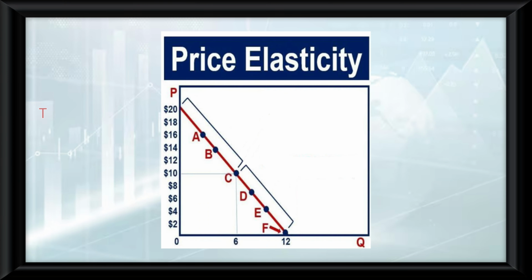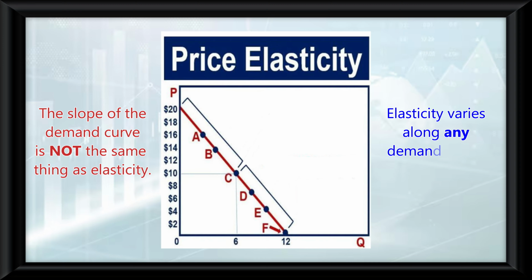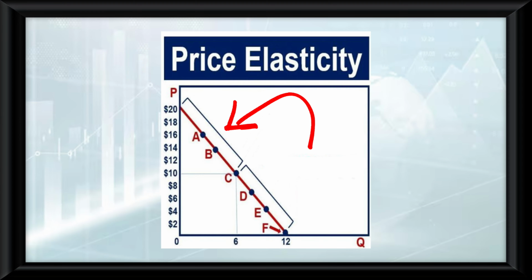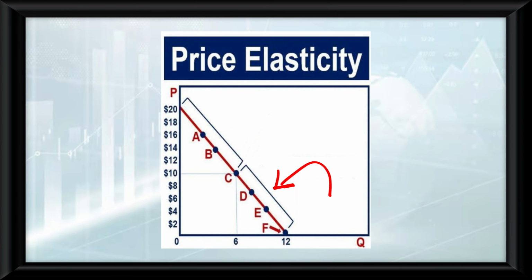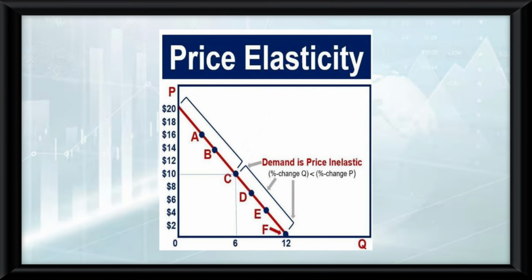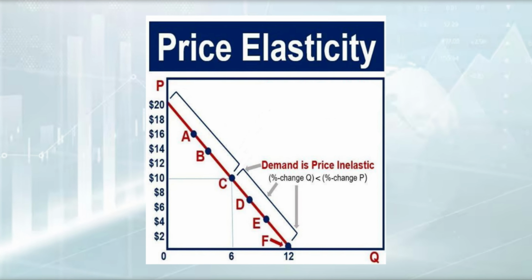Let's look at this graph. The slope of the demand curve is not the same thing as elasticity. Elasticity varies along any demand curve, even linear ones. At higher prices, demand tends to be more elastic because consumers are more sensitive to price changes. At lower prices, demand becomes more inelastic because people are less price sensitive when the good is already relatively cheap.